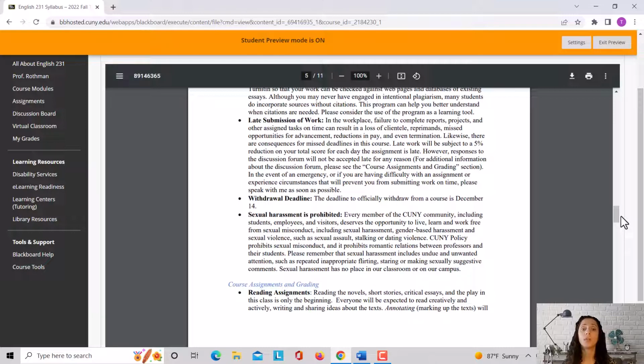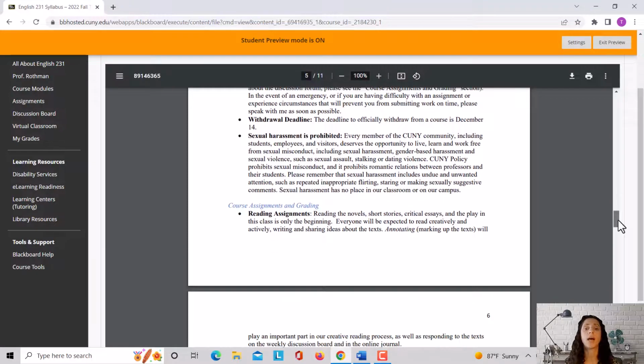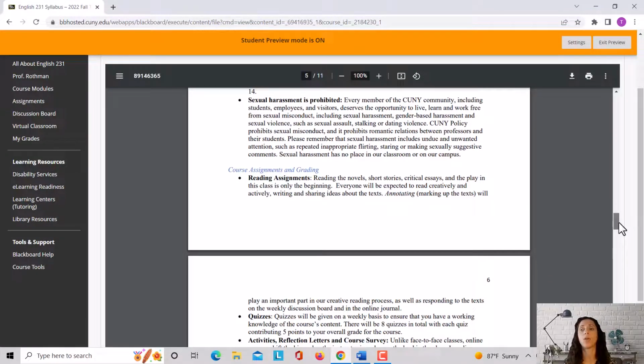In the event of an emergency, or if you are having difficulty with an assignment or experience circumstances that will prevent you from submitting work on time, please speak with me as soon as possible. The withdrawal deadline for this course is December 14th. And you can read that little section on sexual harassment being prohibited. You can read that on your own.